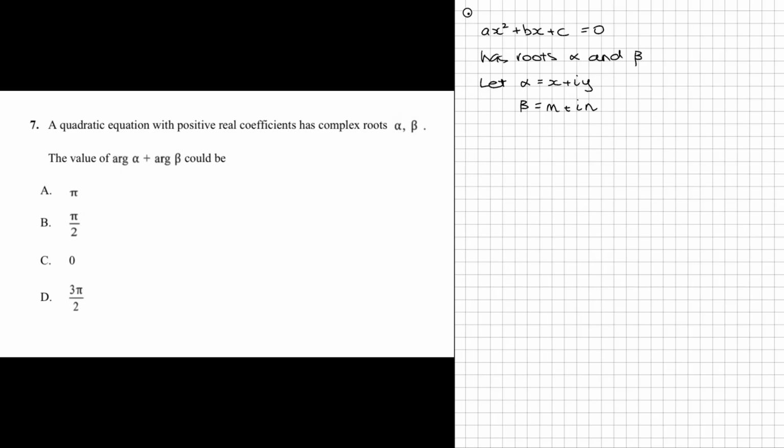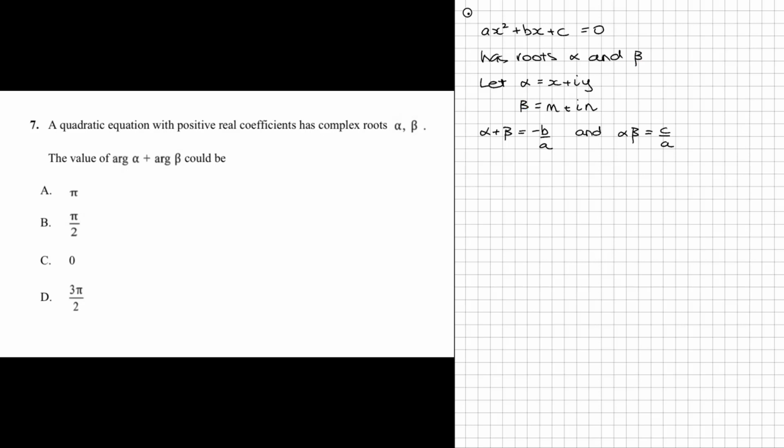So if we use our sum and product of roots rules, we know that the sum of the roots, alpha plus beta, would be equal to negative b on a. And we also know that the product of the roots, alpha beta, would be equal to c on a. So I think we can make use of these results by substituting in our alpha and beta, and then using a very common technique with complex numbers, equating real and imaginary parts. I think we're going to get to a place where we can work out the arguments of alpha and beta. So let's start with the sum of the roots.